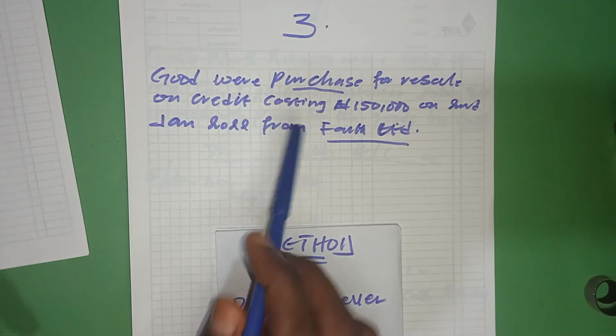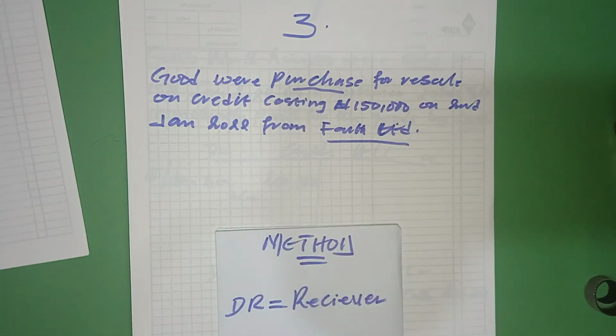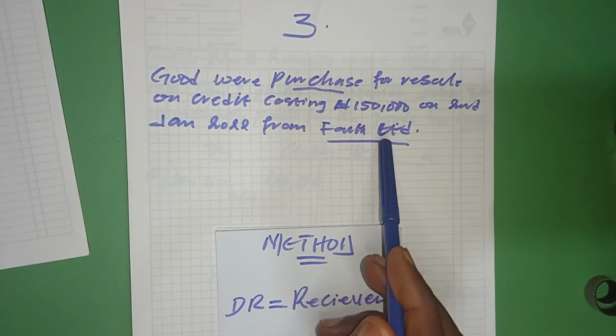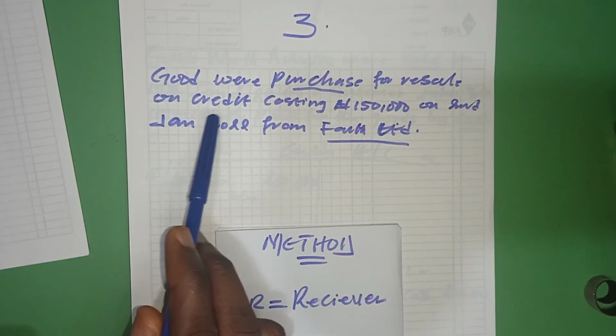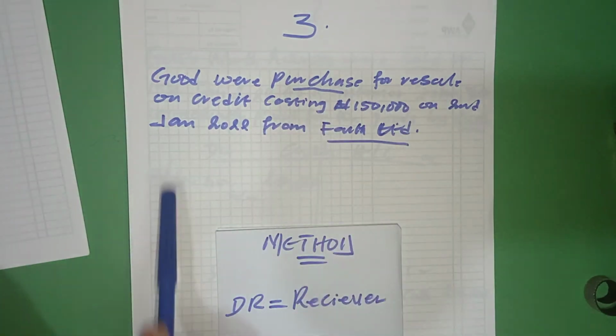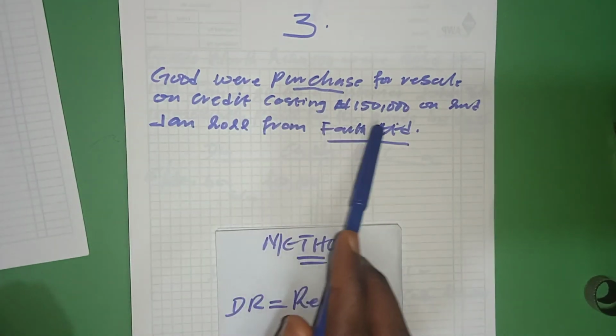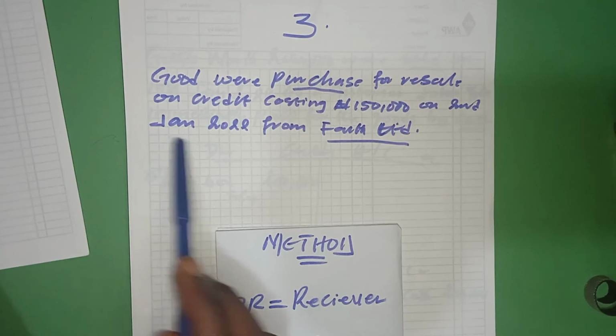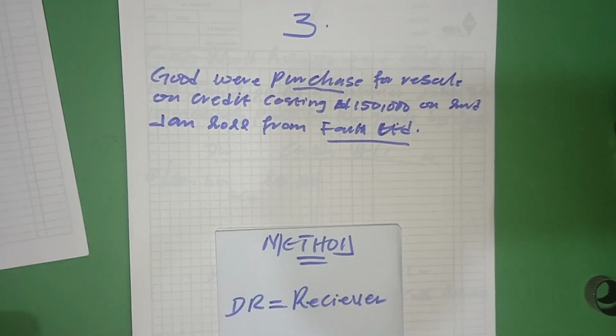You understand? Now, we are purchasing from this person. That shows that we are owing Faith, because the purchase was on credit. Are you getting me? Good. Now, goods were purchased for resale on credit costing 150,000 on 2nd January 2022 from who? From Faith. Now, who is giving and who is receiving?